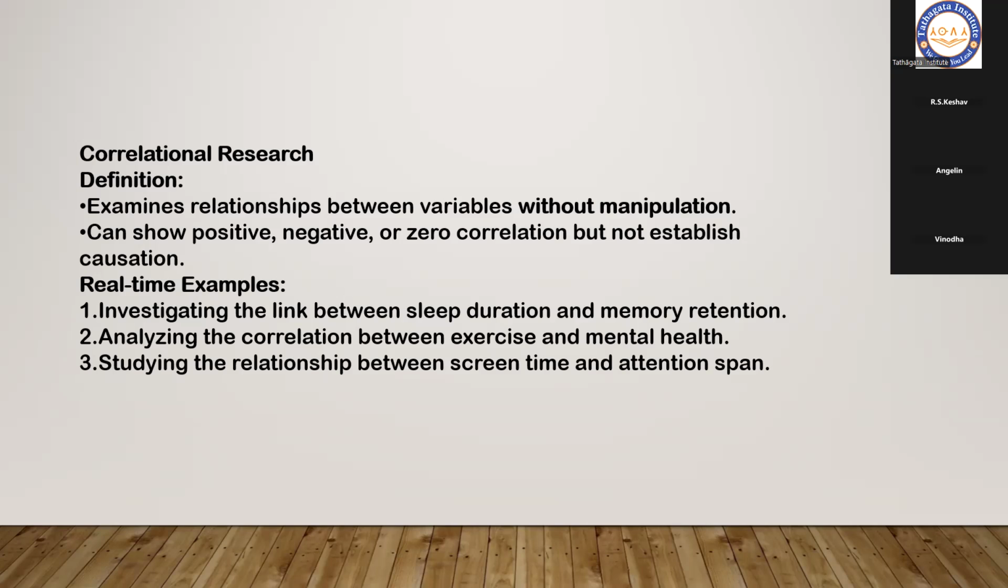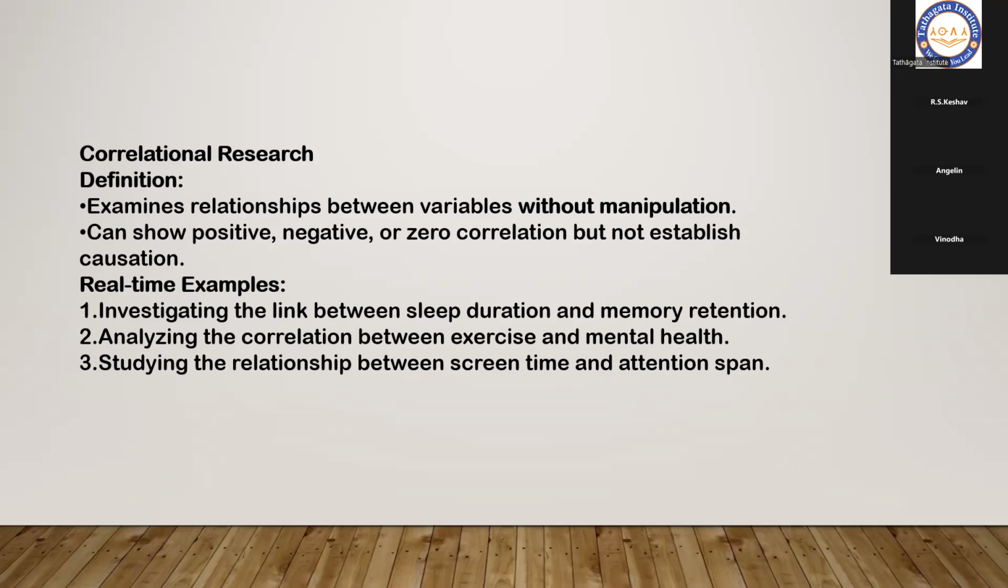And studying the relationship with screen time. The more time someone spends with a screen, how is their attention, whether there is a fall in their attention levels because of spending a lot of time on screen. And another example would be the link between social media use and depression. All the real-time examples stated here can be used in today's world. So this is correlational.